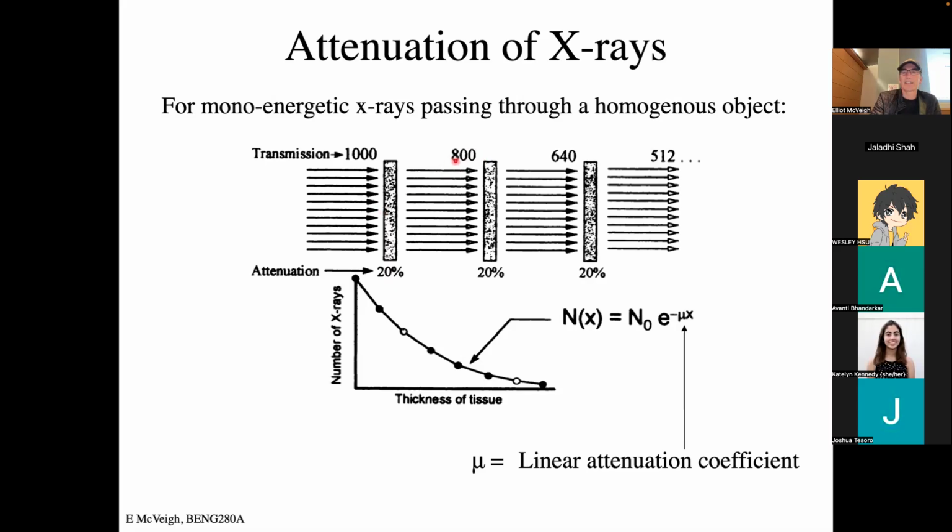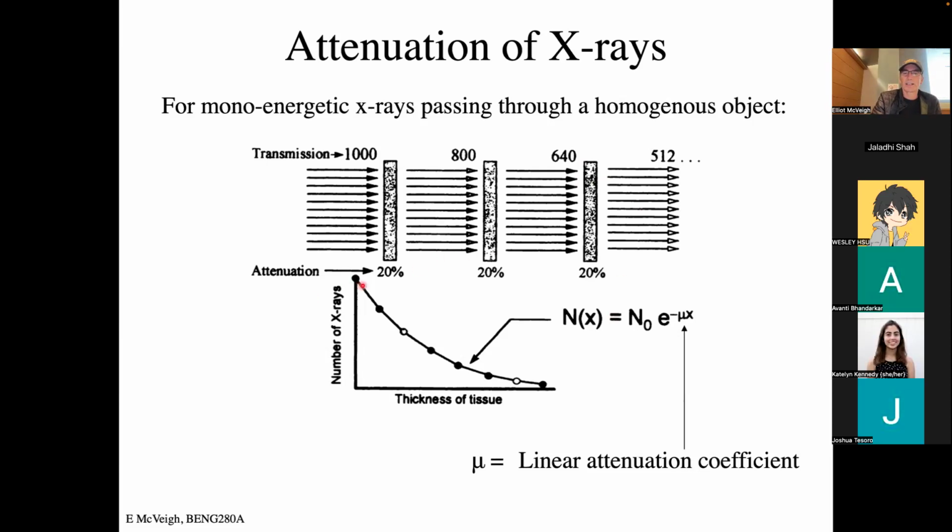And then if I have these 800 photons now coming out and they hit the same dimension target, 1 centimeter of water, say, then again I reduce this by 20%, and 640 photons come out. If I do it again, 1 centimeter, 640, I take 20% of those out in interactions, and 512 come out. So you can kind of see how this is going, right?